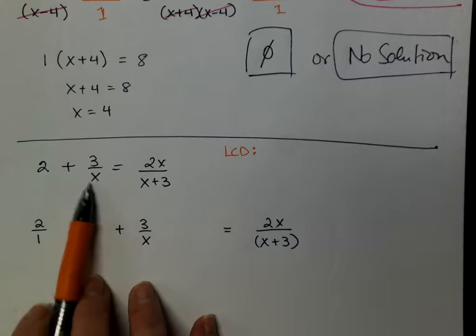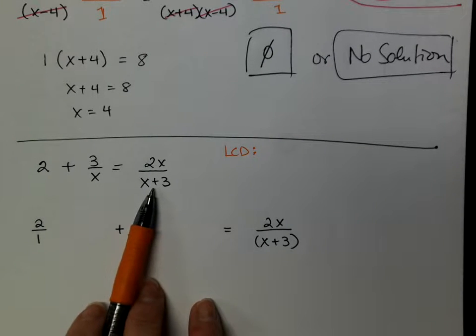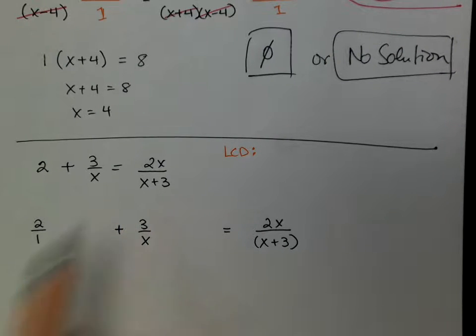And we can check, if we plug in a negative 3, yeah, that would make that denominator 0. It's not that x can't be 0 because of this. Here, x could be 0 in this one, because that would make the denominator 3. But it can't be negative 3 because that would make the denominator 0.